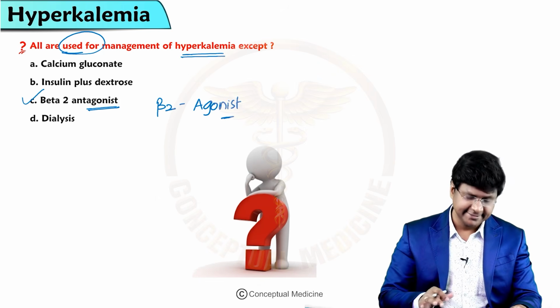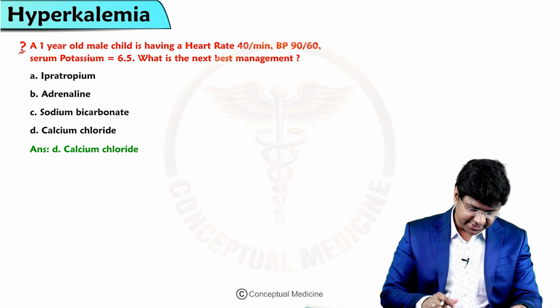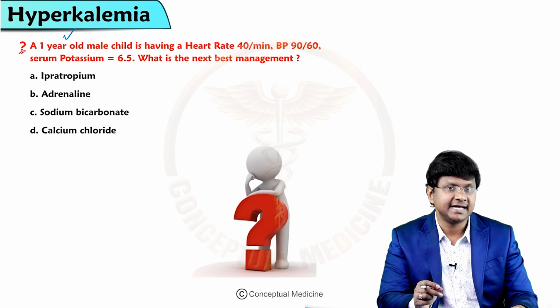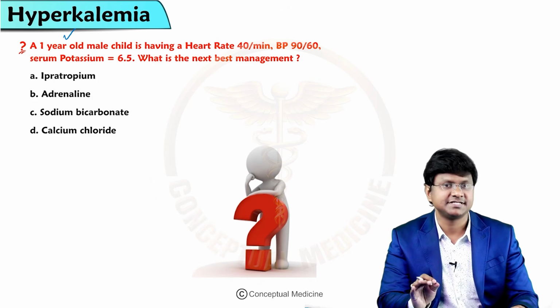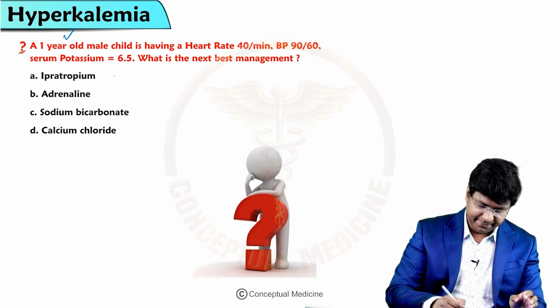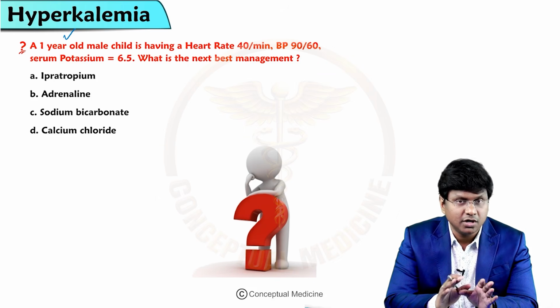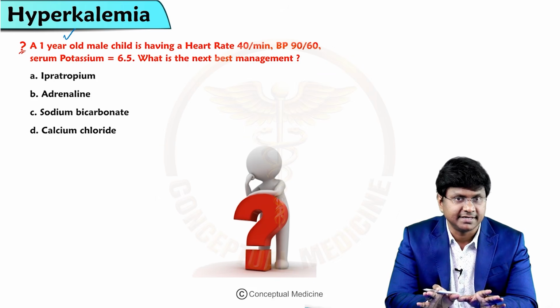Next, followed by that, you see another question. A 1-year-old male child is having a heart rate of 40 per minute. Blood pressure is only 90/60. The serum potassium level is 6.5 milliequivalents per liter. What is the next best management in this individual? Ipratropium bromide is an anticholinergic drug. Adrenaline is an adrenergic drug. Sodium bicarbonate will not be useful in the treatment of hyperkalemia.